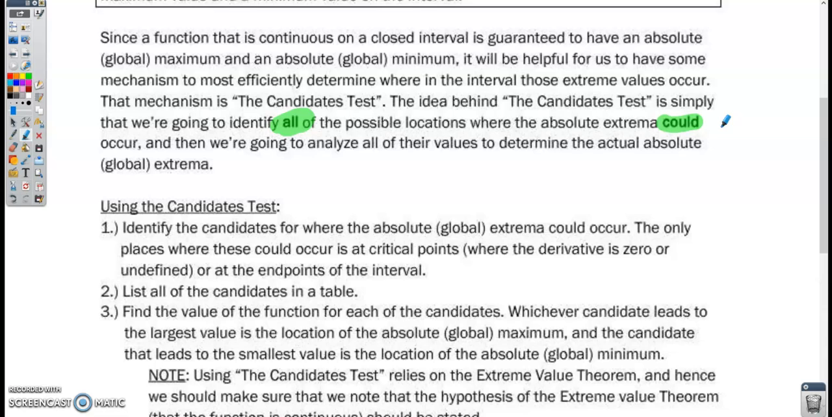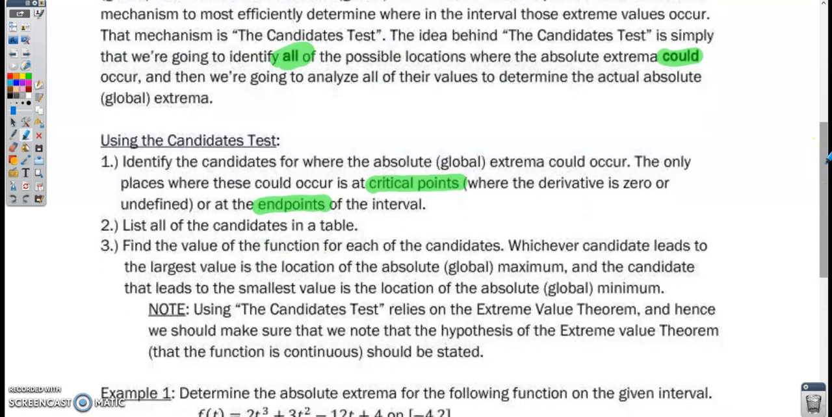So here's the way that we use the candidates test. First of all, we identify the candidates for where the absolute extrema could occur. There are two places that these can occur, and you'll hear me say this over and over again: critical points and endpoints. Then we're going to list all the candidates in a table. I normally list them from smallest to biggest. That's just the process that I've gotten into over the years. And then third, we find the value of the function for each of those candidates. Whichever one ends up being the largest value is the location of the absolute max, and whichever leads to the smallest value is the location of the absolute min.